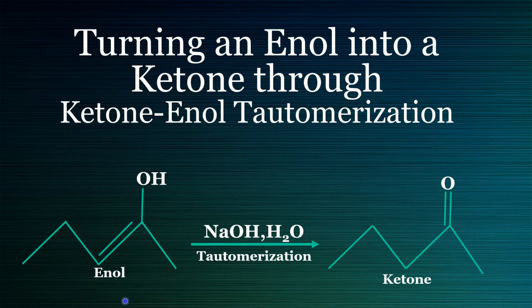So our enol, which is shown on the left side here, is simply an oxygen that is directly bonded to a double bonded carbon. And then over here we're going to be turning it into a ketone, which is an oxygen that is double bonded to a carbon and has two other groups. In our molecule, the two other groups are going to be carbons. So let's get started.